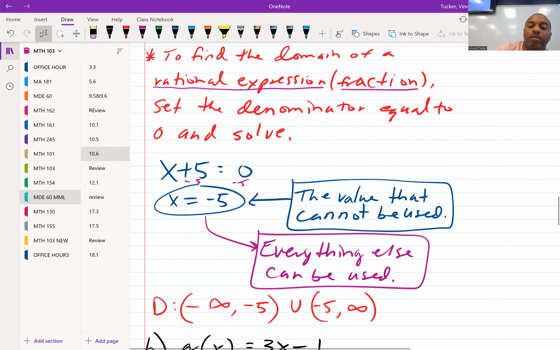So when I go to set up my domain in interval notation, it'd be -infinity to -5, using parentheses, because I cannot use -5. I can get as close as I want to -5, I just cannot use -5. Then I'll go from -5 to positive infinity, and that will be our answer.